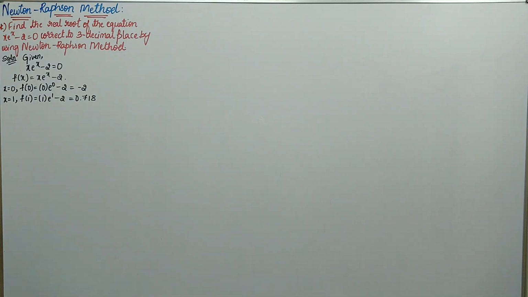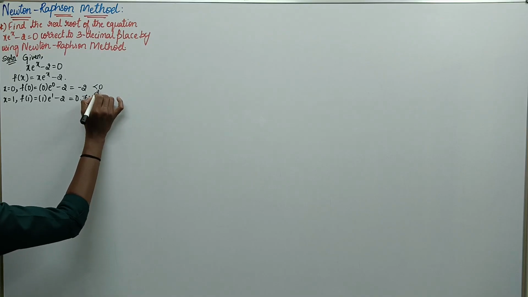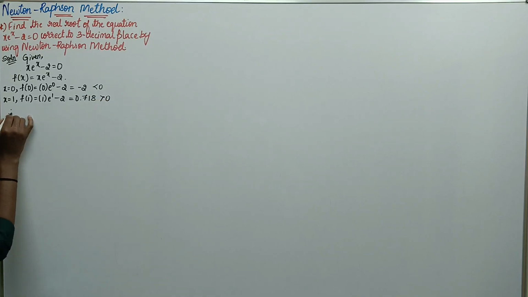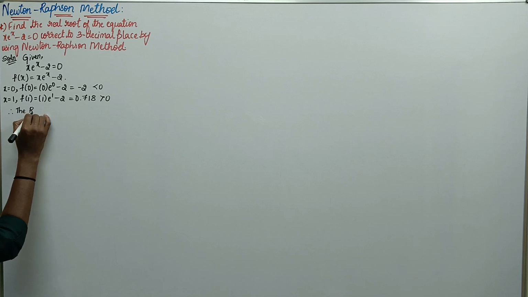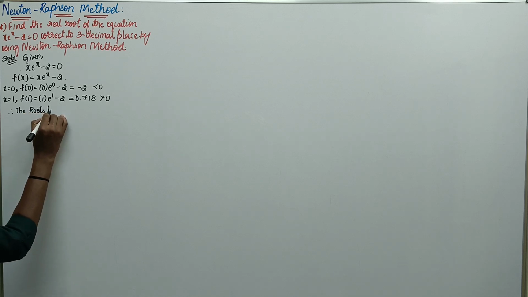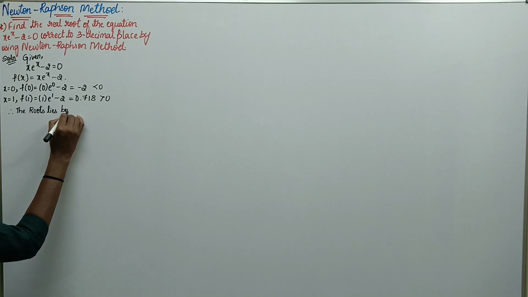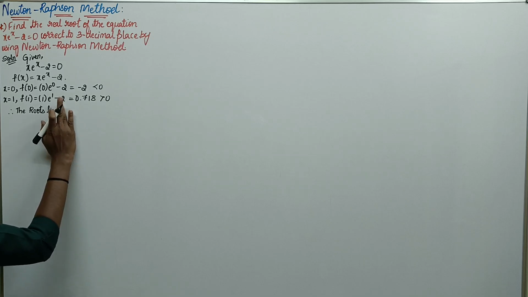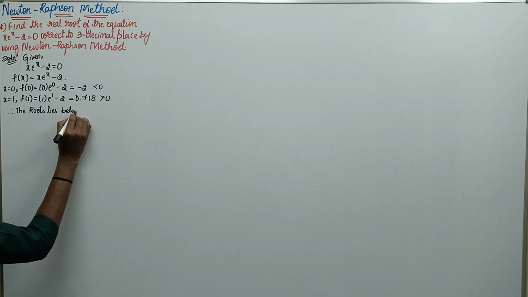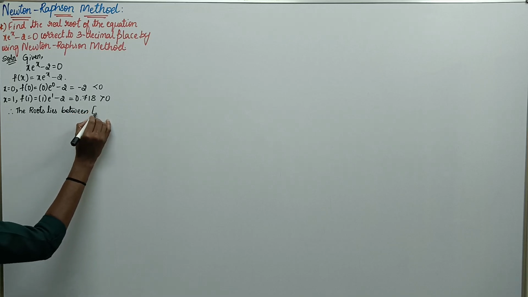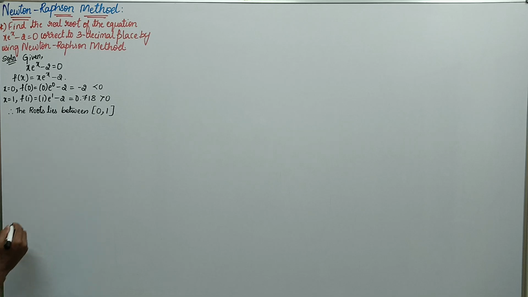Now, since this is less than 0 and this is greater than 0, therefore the root lies between 0 comma 1. Got the point?